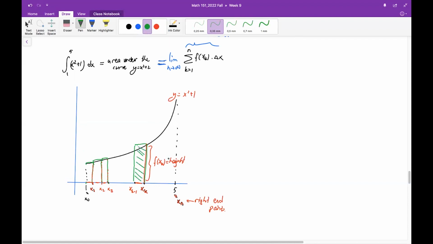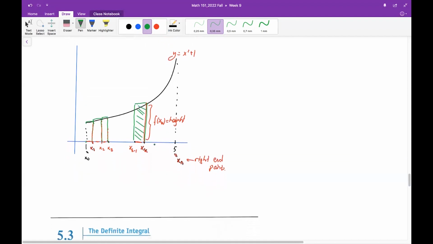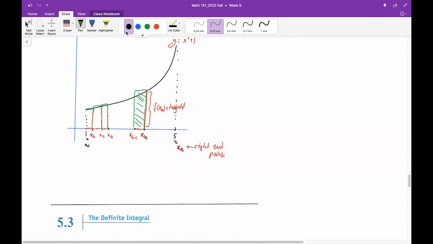Now I think I am ready to construct the Riemann sum. By the way, let's also put in the details, like what delta x is here. Delta x is the length of each subinterval. Since the interval is divided into n many of them, its length is 5 minus 1 over n, which is 4 over n.